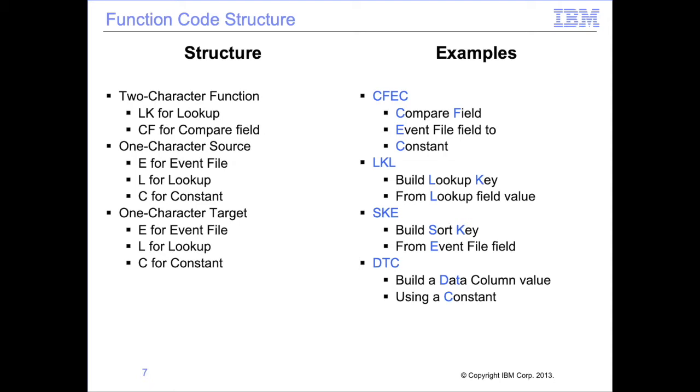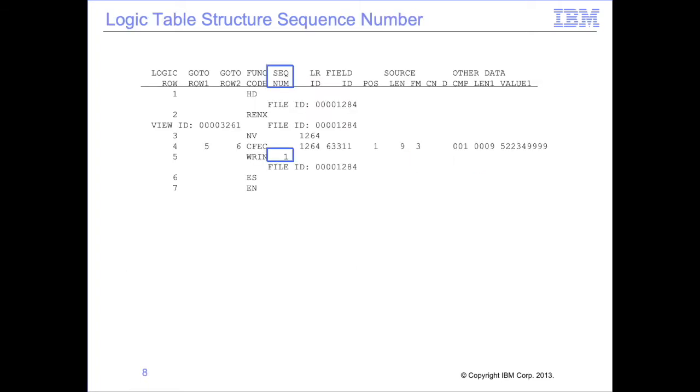CFEC, which compares a field, in this case comparing an event file field to a constant. LKL, which builds a lookup key from a looked up value. SKE, which builds a sort key from an event file field, or DTC, which builds a data column from a constant. The next part of the logic table is the sequence number.